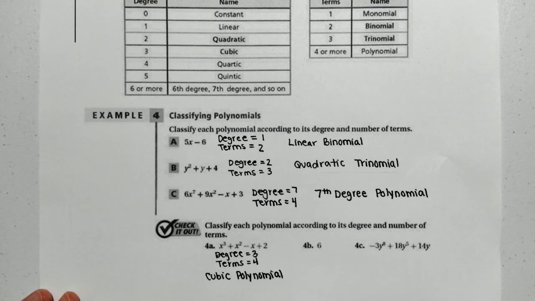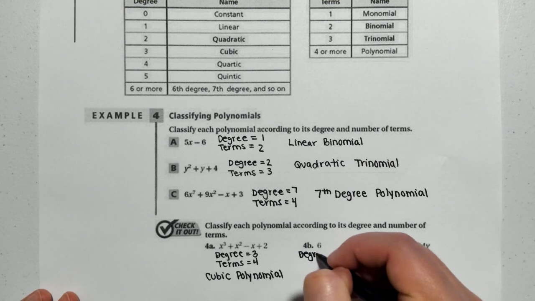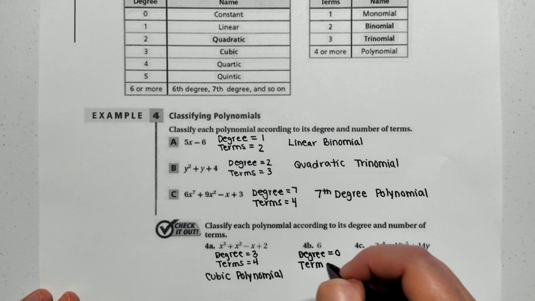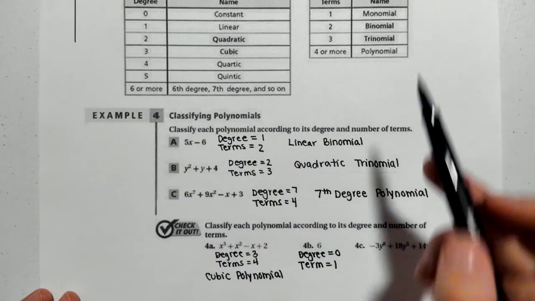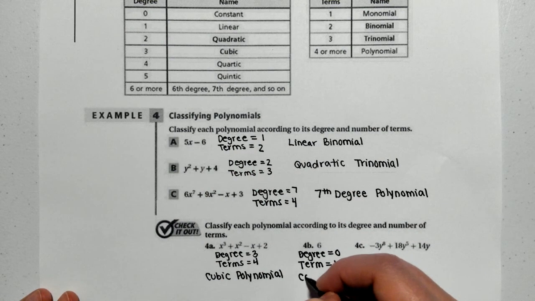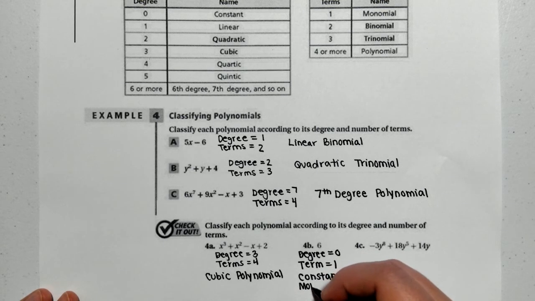B, 6 is a constant. It has a degree of 0. So degree is 0, and then it's 1 term. So a degree of 0 is a constant, and then 1 term is a monomial. So it is a constant monomial.